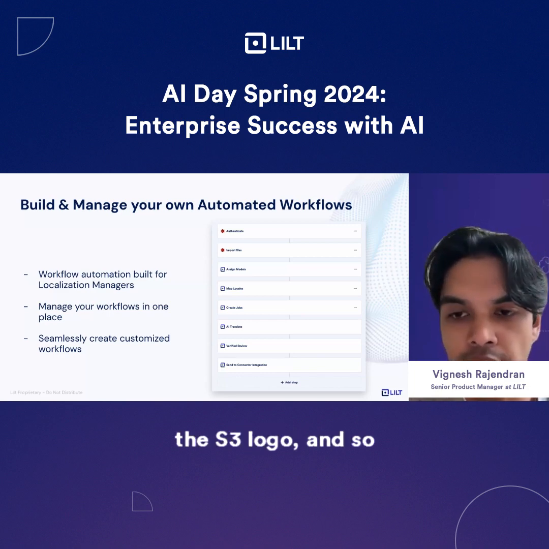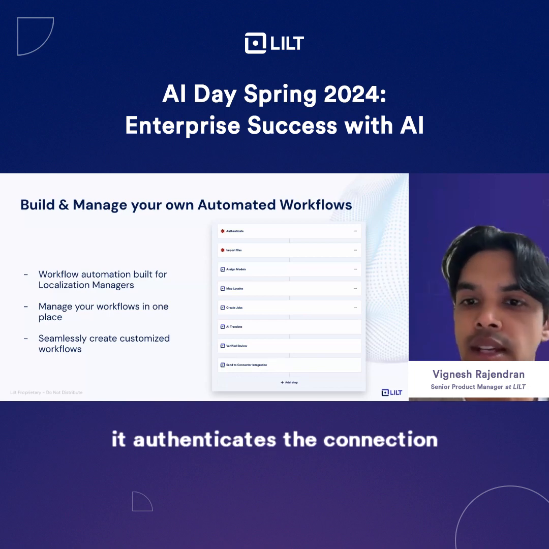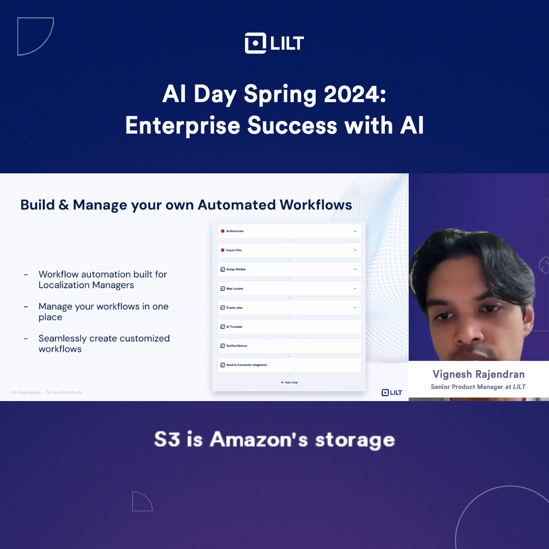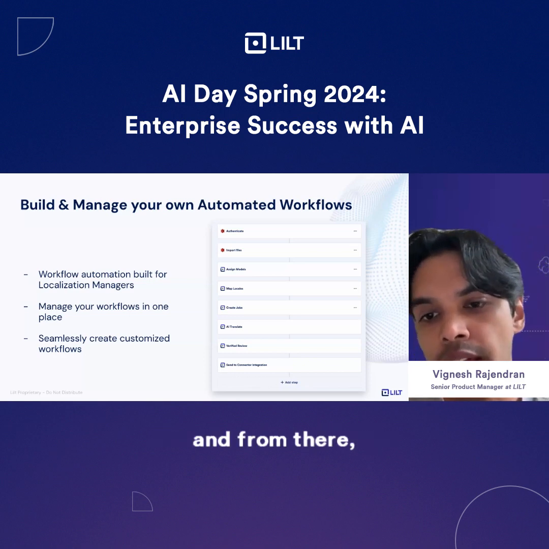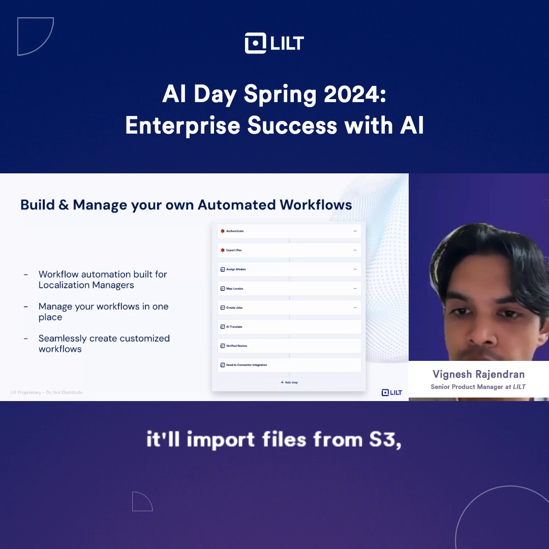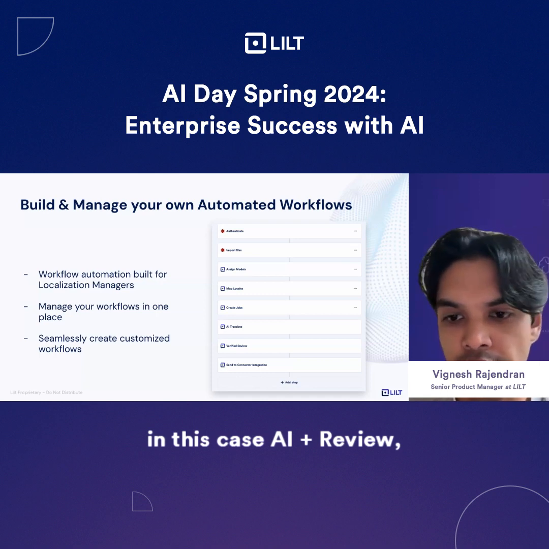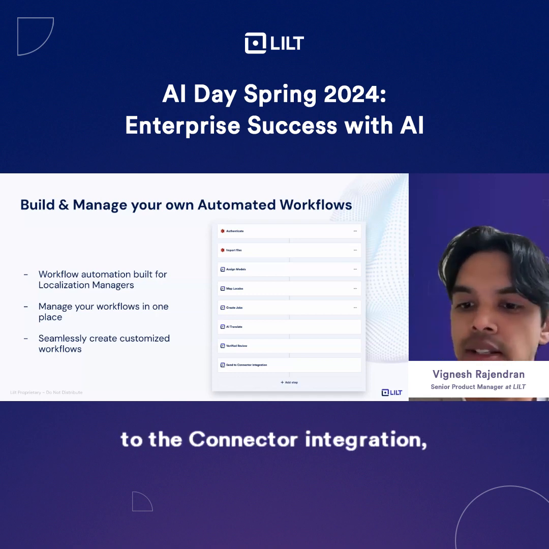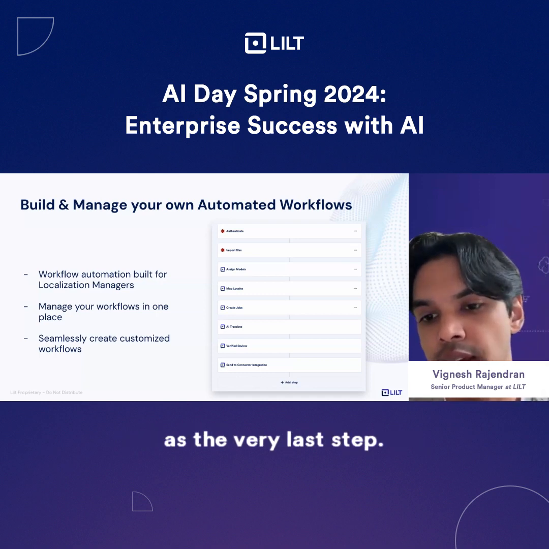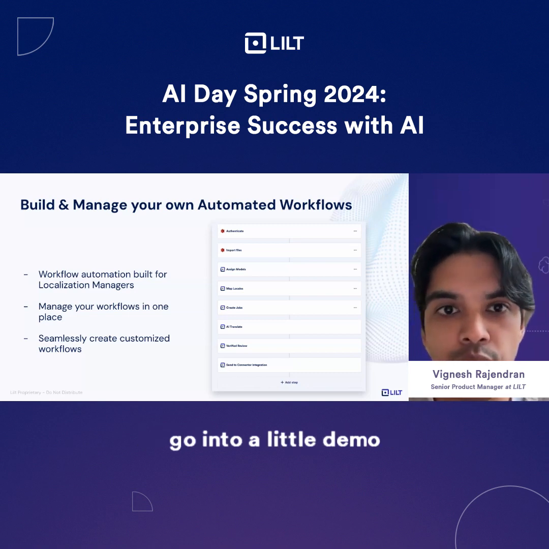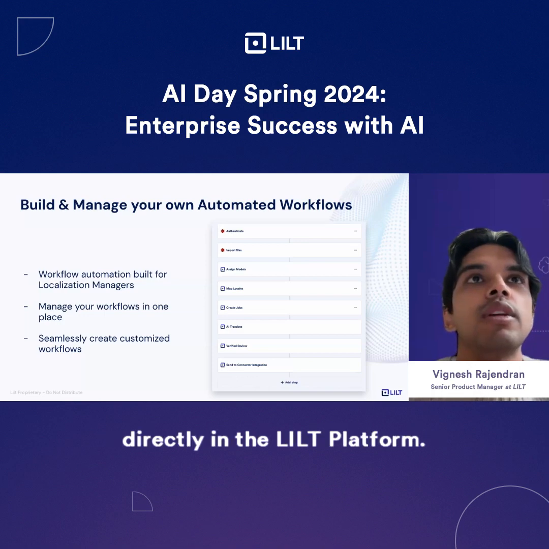So this is the S3 logo. And so it authenticates the connection between S3 and LILT. S3 is Amazon's storage system. And from there, it'll import files from S3. It'll go through the LILT translation workflow, in this case, AI plus review, and then send it back to the connector integration as the very last step. This is also customizable, and we'll actually from here go into a little demo to showcase what this looks like directly in the LILT platform.